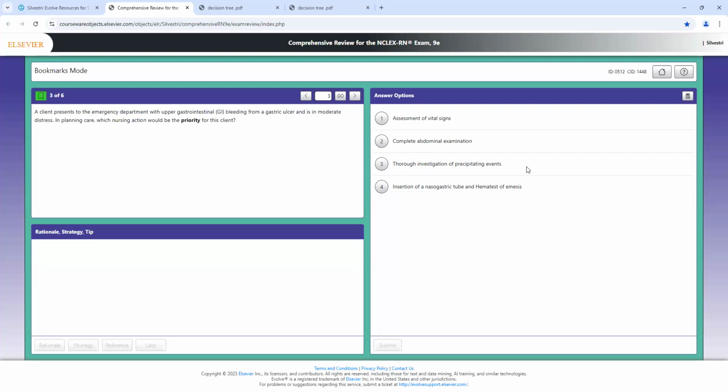Thorough investigation of precipitating events, that may give us some clues as to what happened prior to the GI bleed, or possibly give us information on maybe a root cause of what caused the GI bleed, but not 100%.